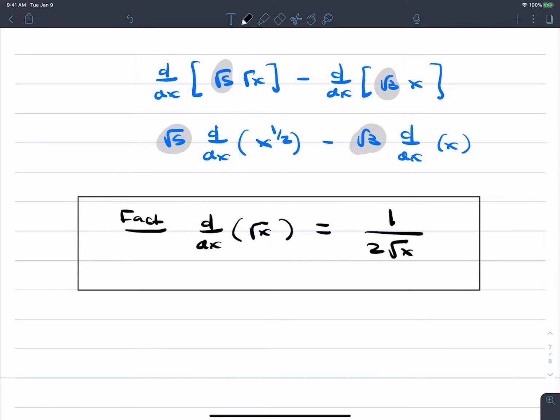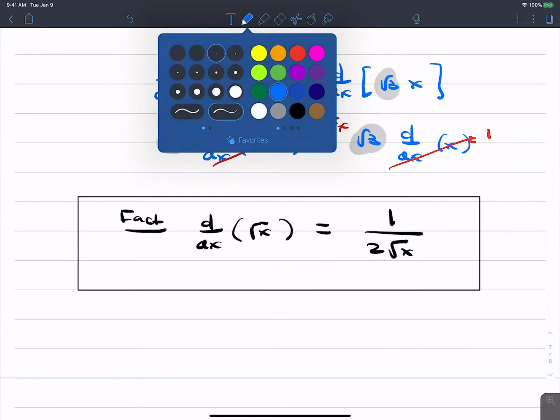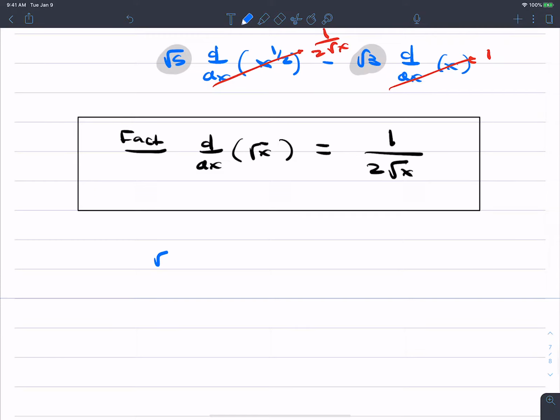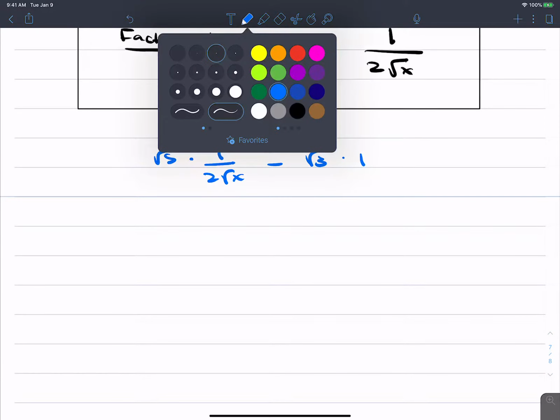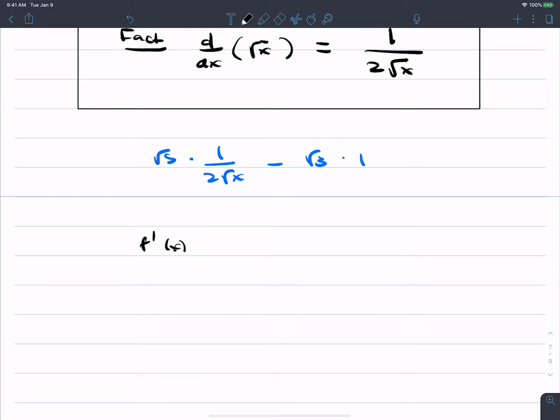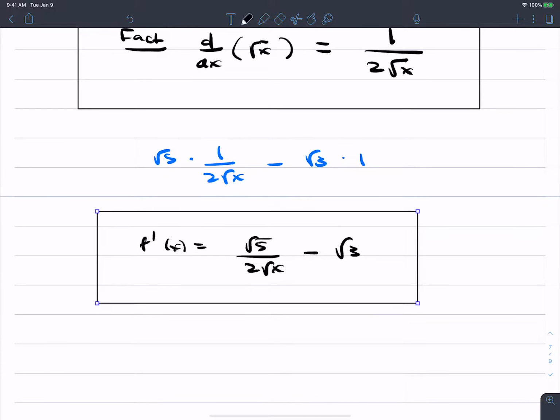But you might say, why are you saying this? Because look how fast we can do some of these things, right? 1 over 2 square root of x, 1. So the square root of 5 times 1 over 2 square root of x minus the square root of 3 times 1. So your final answer is going to be f prime of x is the square root of 5, that's a constant, over 2 square root of x minus the square root of 3. And there it is.